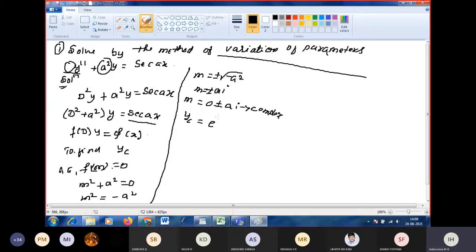Then how to write yc? e to the power of 0x, C1 cos ax plus C2 sin ax. Correct. Still you have to work out. You didn't become perfect yet. You should become perfect by making more practice. Do more practice, then you become perfect.